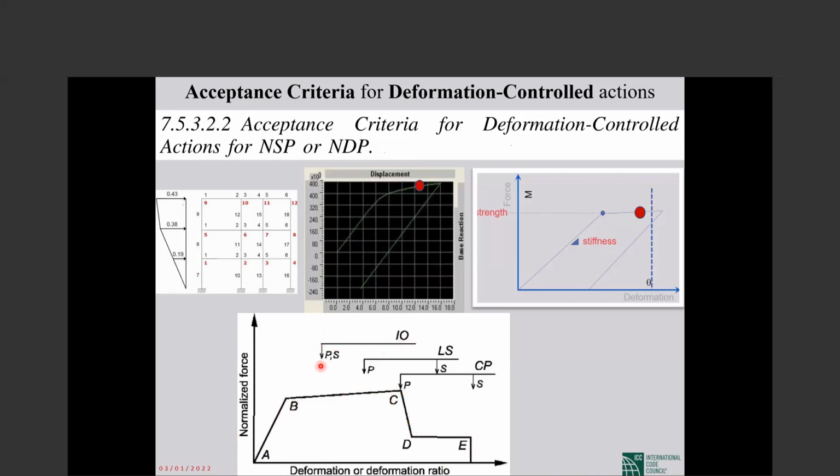IO is this much damage, LS is this much damage in a primary element, in secondary it is this much, CP in primary is this much. So both the acceptance criteria and the modeling parameters are very beautifully summarized. These are the results of lots and lots of research, work and experience, in simple terms. That's really interesting.